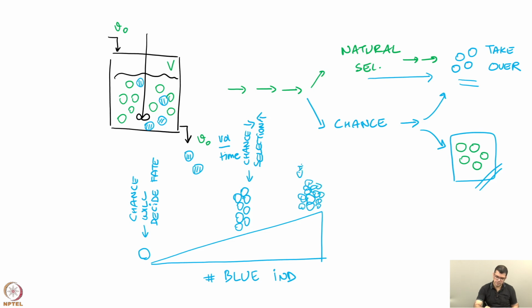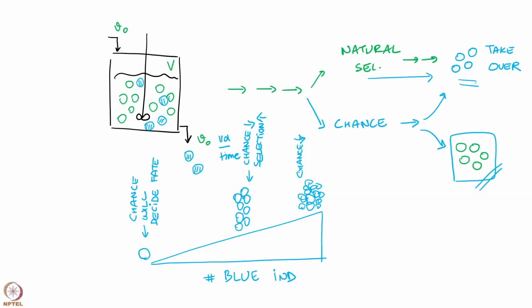which just means that chance's role decreases, because imagine there are 50,000 blue type individuals in this reactor now, and the chance that all 50,000 are going to get washed away before they even divide is really small. So, the system will not likely go to the green state, almost definitely the system will go to the blue state.